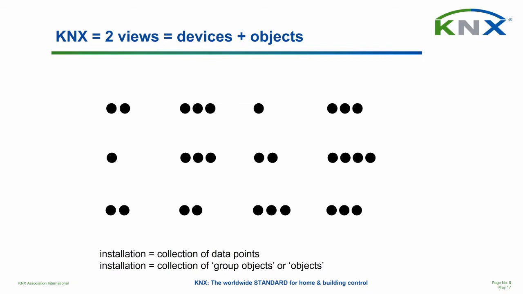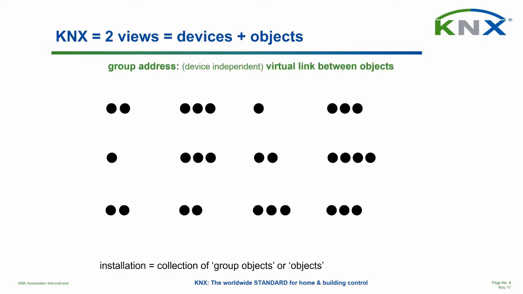Then I want to introduce yet a new term, and that is something called group address. So what is a group address? The group address is a device-independent virtual link between objects. For example, if I want to connect those data points here, or those objects, marked in yellow, if I want to link them, I need to do that by means of a group address. I call this group address 1.